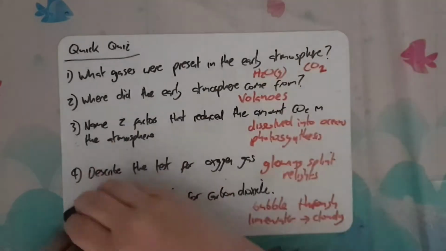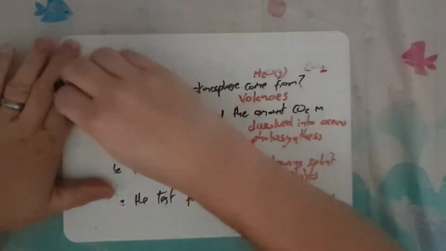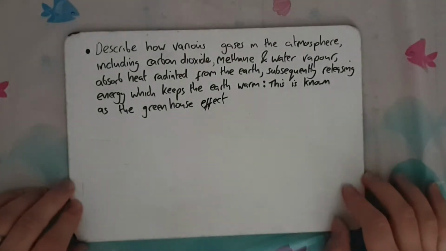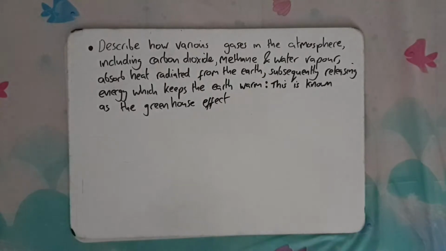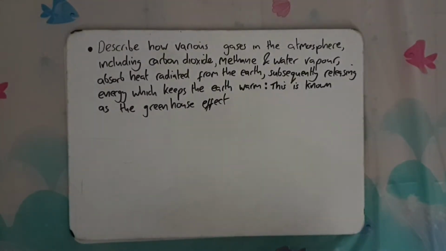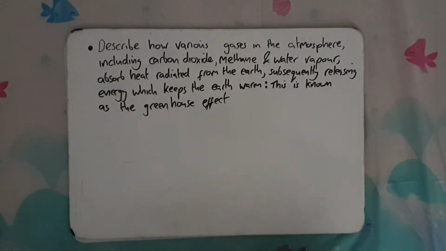Okay, so that's a quick quiz for today. So the first part of today is talking about the greenhouse effect. And so this is the line straight from the specification, right? So what you need to be able to do is describe how various gases in the atmosphere, including carbon dioxide, methane and water vapour, absorb heat radiated from the Earth, subsequently releasing energy which keeps the Earth warm. This is known as the greenhouse effect.